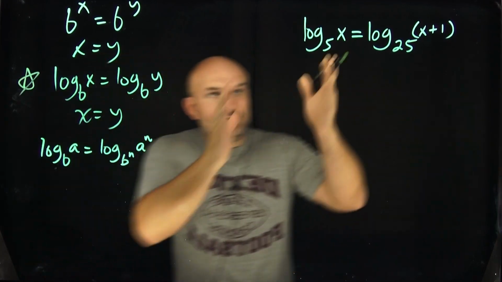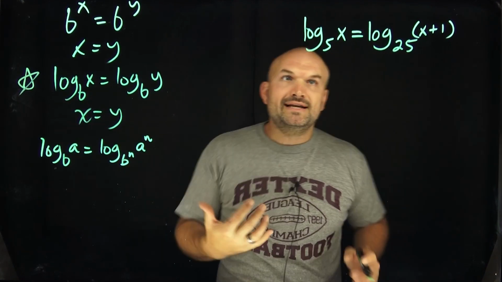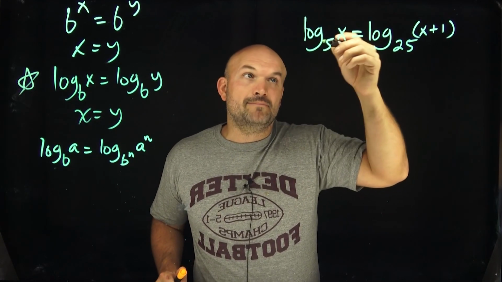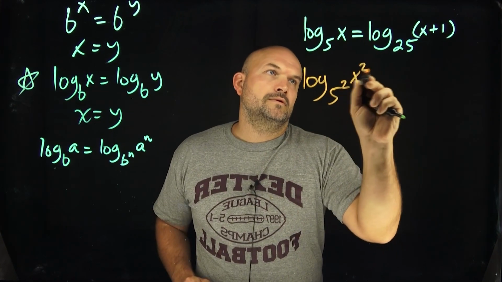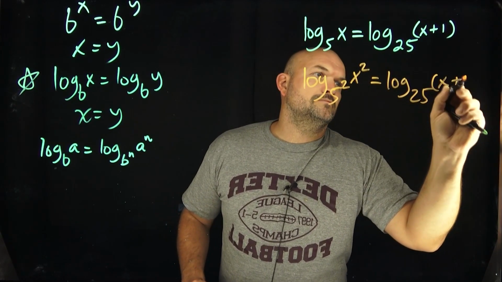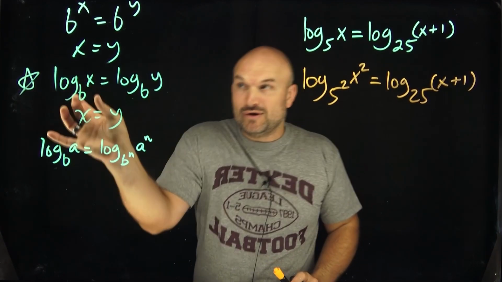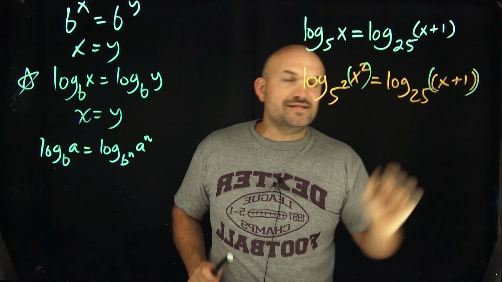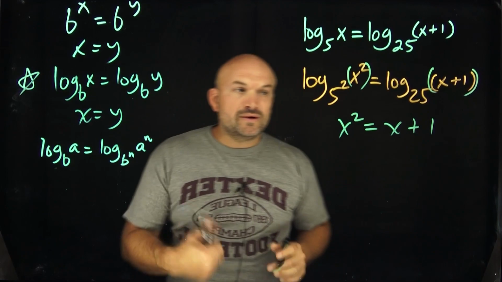Now again, if I have a logarithm equal to a logarithm, I'm trying to achieve them having the same base. What can I do to get them to be the same base? Just go ahead and raise my 5 to the second power and then raise my x to the second power. Because now 5 squared is equal to 25. So now I have a logarithm of 25 equal to a logarithm of 25. That means the argument of both of these is going to be equal to each other. So now I have an equation: x squared equals x plus 1.